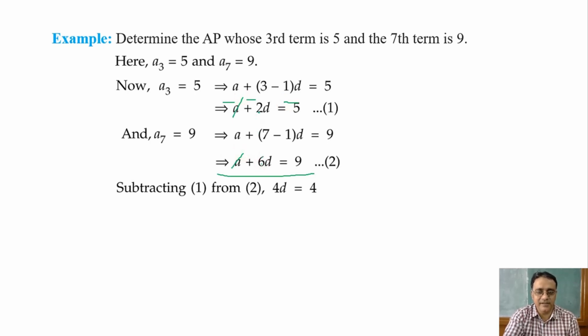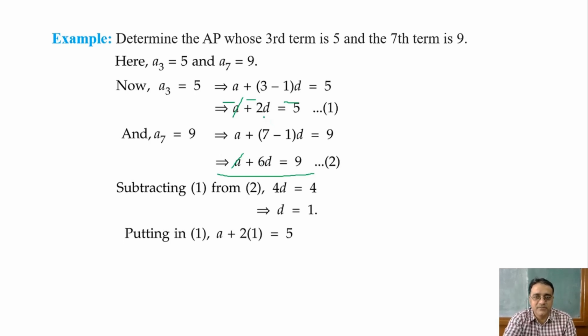And what are we going to get? 6d minus 2d is 4d, equal to 9 minus 5. That is 4d is equal to 4. So what is the value of d? 1. Right, d is equal to 1. And now we need to find the value of a. So how will you find? Substituting the value of d in any one equation. So we'll substitute in the first equation here.